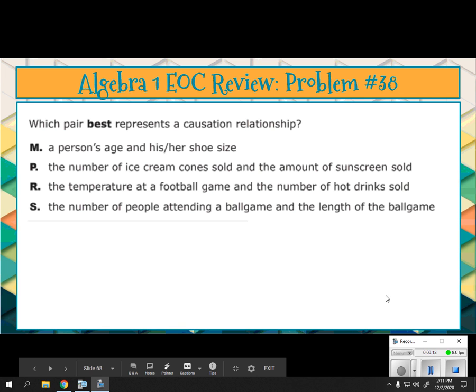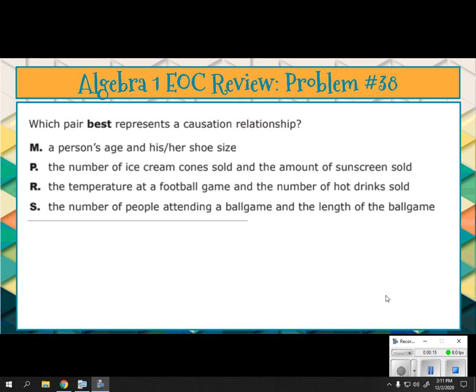So here is problem number 38. All right, this is the lesson that we are going to be cutting out before the end of course, and we'll talk about it after the end of course. It's actually one of my favorite lessons because there's not a whole lot of math involved, but we have this idea of correlation, right? How are the variables related?